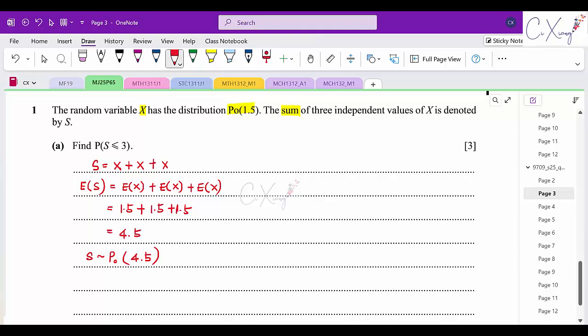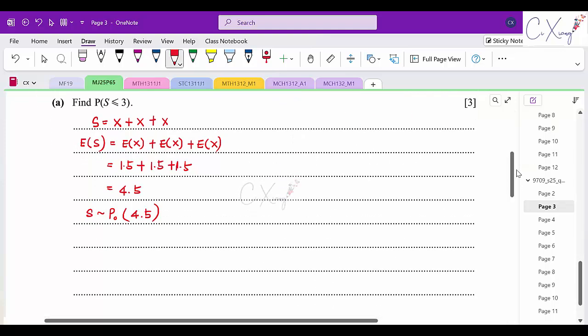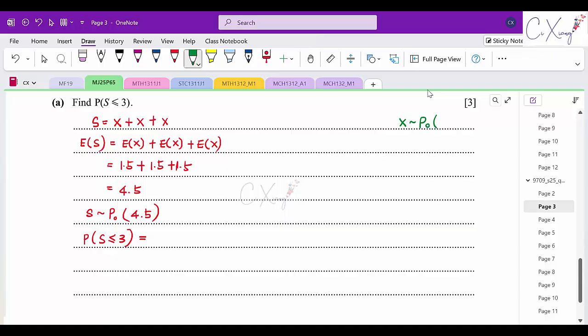Okay? Alright. Then after that, let us have a look at the probability. How to calculate the probability for S smaller than or equal to 3. Then again, the general formula is like this. If you're having X with Poisson mean lambda, to calculate the probability for X equals r, the general formula is e power negative lambda, lambda power r divided by r factorial. And the r here should be all the positive integers.